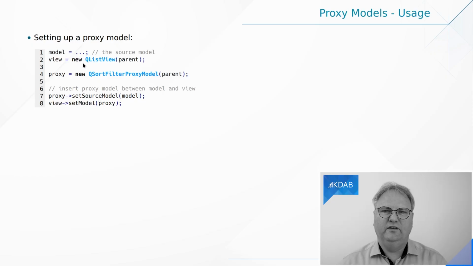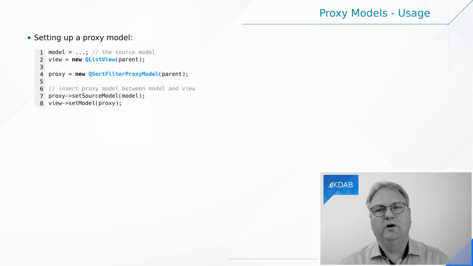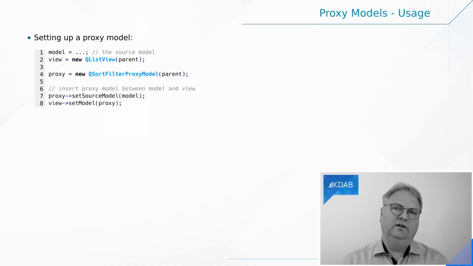So I tell the proxy that if you need any answers to any of your questions, you go and talk to model. And to the view, I say, if you need any answers to any questions, you go and talk to the proxy. And what will happen is that the view will be asking, hey model, how many rows do you have with the QModelIndex parenthesis open parenthesis close as the parent? And the proxy model will say, ooh, that's a good question. I will have to ask on. And what will it ask on? Will it ask how many rows do you have?